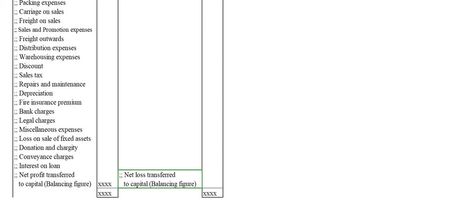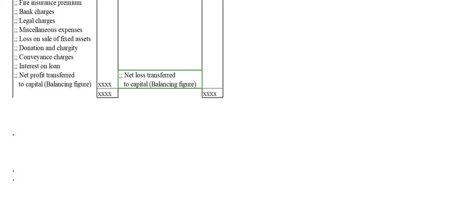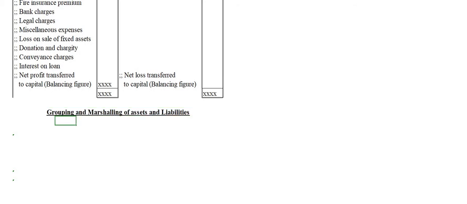Okay, now this is regarding the format of the profit and loss account. Now we are going to discuss the balance sheet, how to prepare a balance sheet. Before discussing the format of the balance sheet, let us see a short note, that is grouping and marshalling of assets and liabilities.